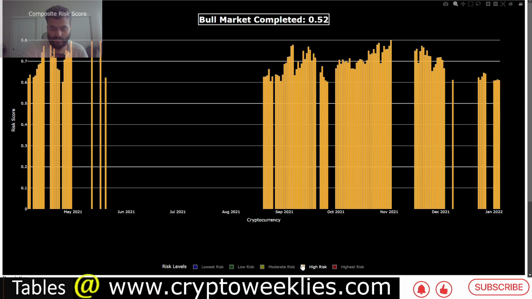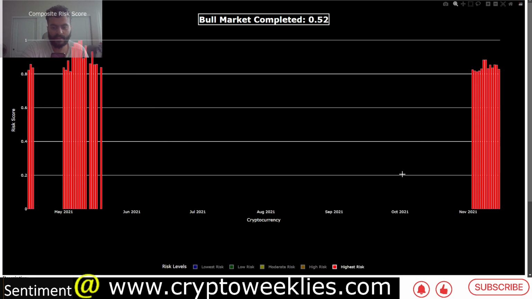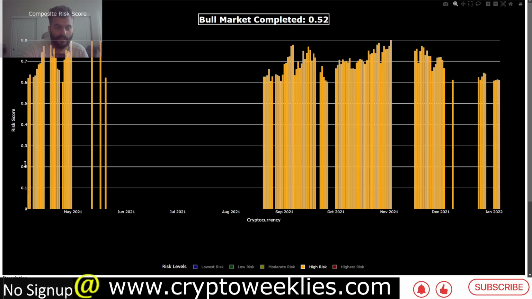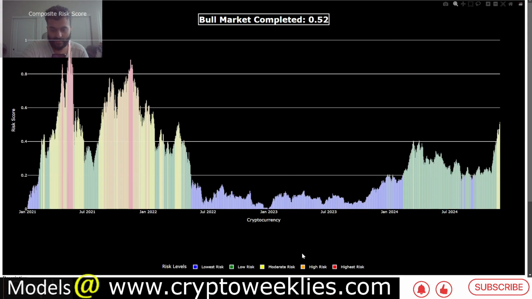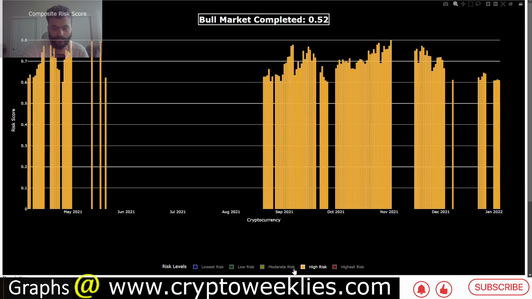We haven't seen the high risk territory. This is, again, you can filter it out. The last time we were in this high risk territory was back in the early stages of the bear market of 2022. And the highest risk level occurred sometime in November 2021. This is between 0.8 and 1 risk. The high risk is between 0.6 and 0.8, so 60% to 80%. Above 80% to 100%, towards 100% completion of the bull market.